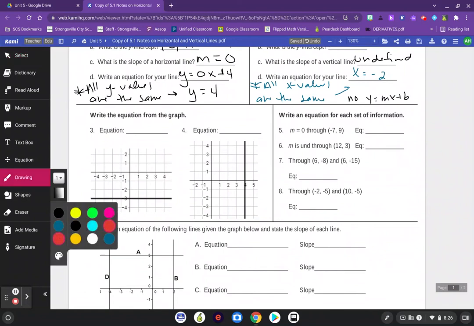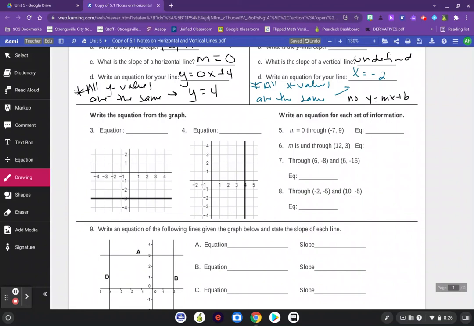And I noticed that this graph is a horizontal line. So you're going to see me labeling things just to kind of help. I have a horizontal line. All my y values are the same. All of these y values are -3, and so I can write the equation y equals -3. Has a slope of 0.